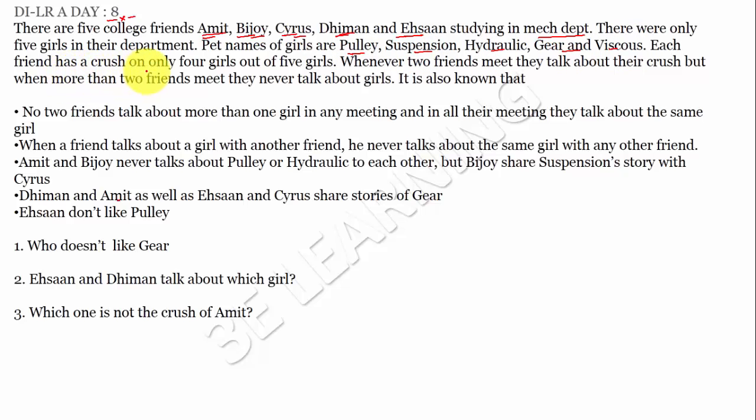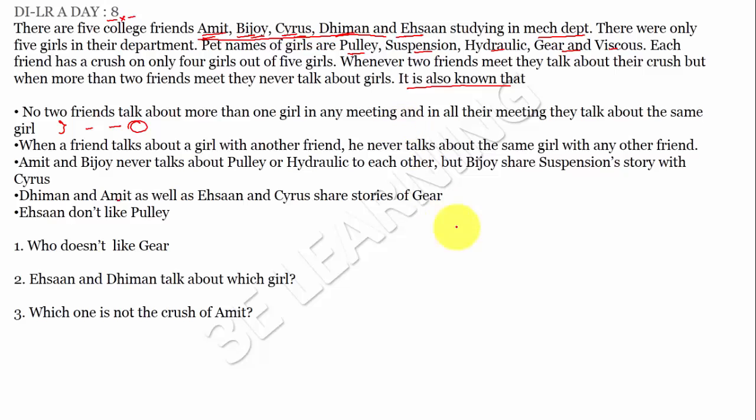Each friend has a crush on only 4 girls out of 5 girls. Whenever 2 friends meet, they talk about their crush, but when more than 2 friends meet, they never talk about girls. It is also known that, now the important data starts: no 2 friends talk about more than 1 girl in any meeting, and in all their meetings they talk about the same girl. Means whenever 2 friends meet, they talk about a single girl. What is all this about? It's all about the meeting of 5 friends.